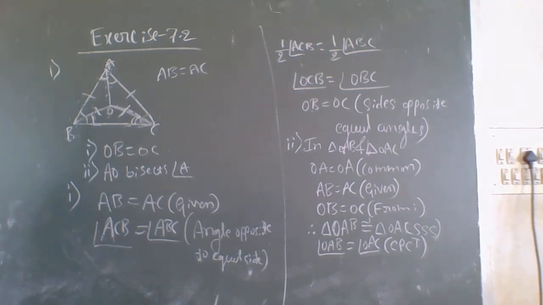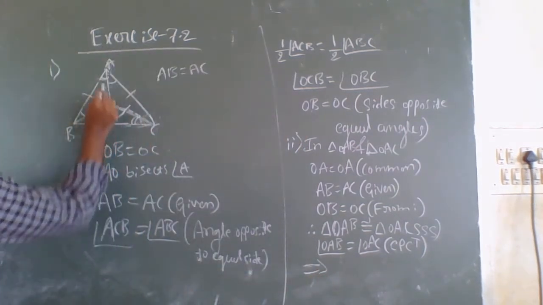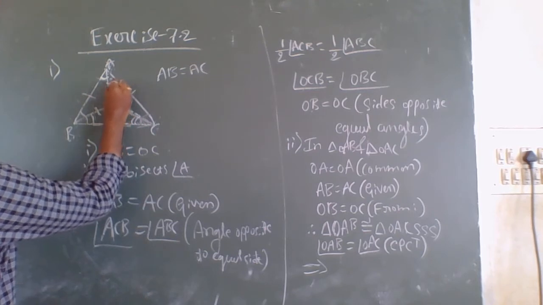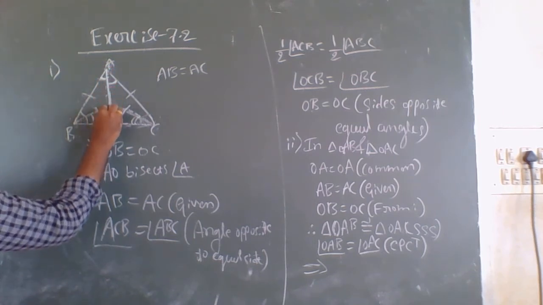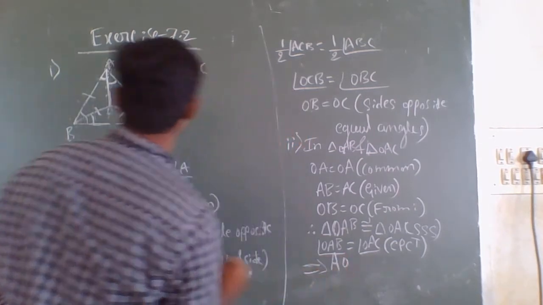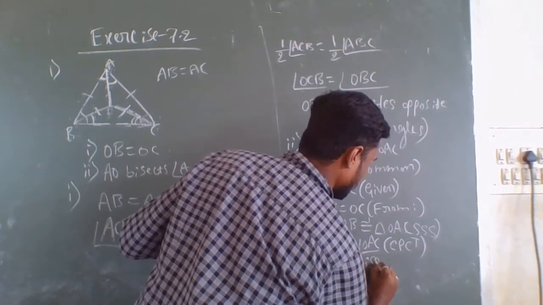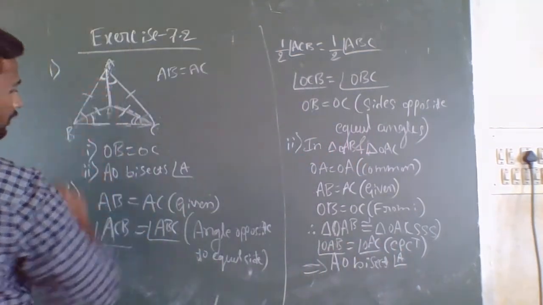Means corresponding parts of congruent triangles. So now we can write AO bisects angle A. If this angle OAB is equal to angle OAC, this equals to this angle, then this is the median line. So now we can say that AO, this line AO bisects, means divides equally, angle A.